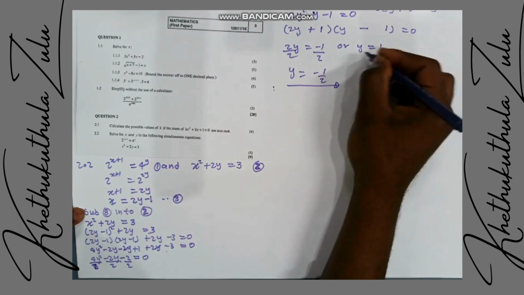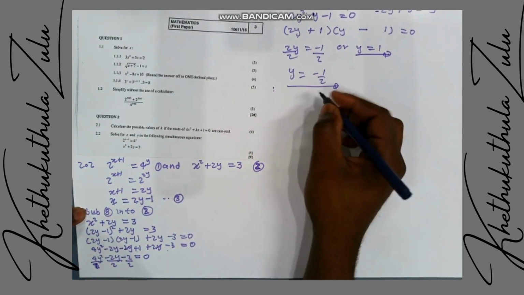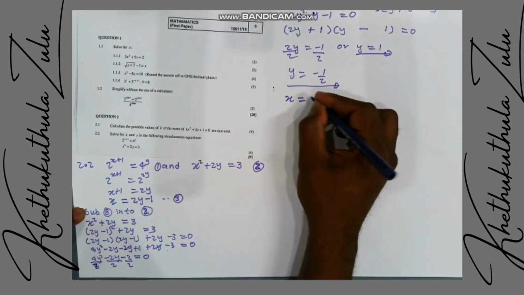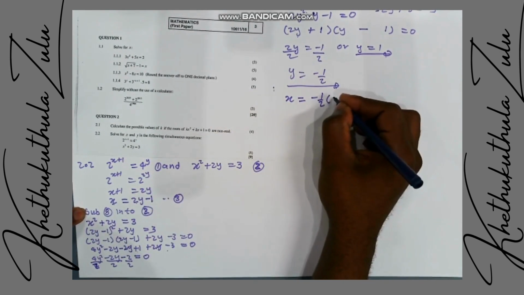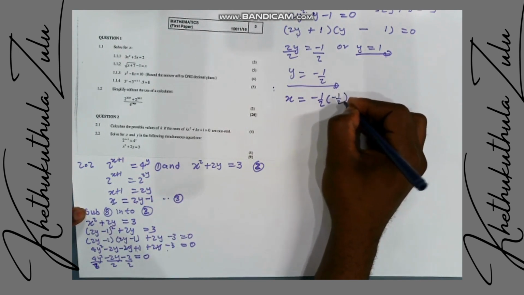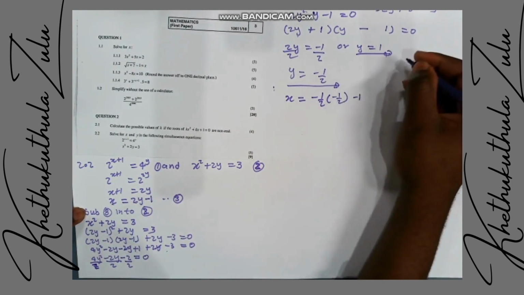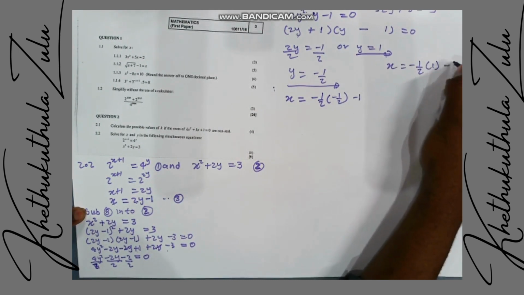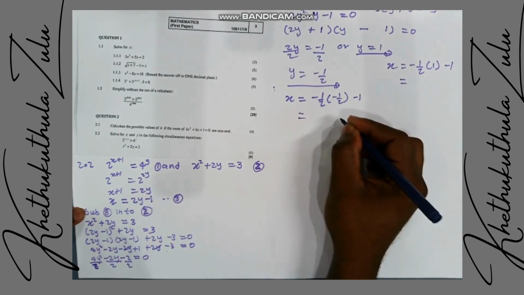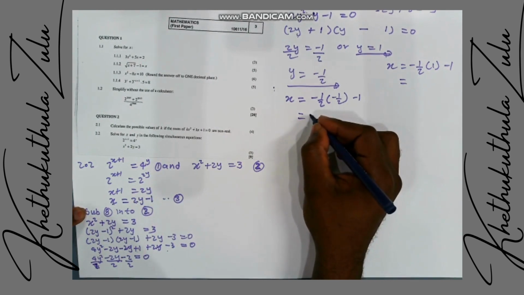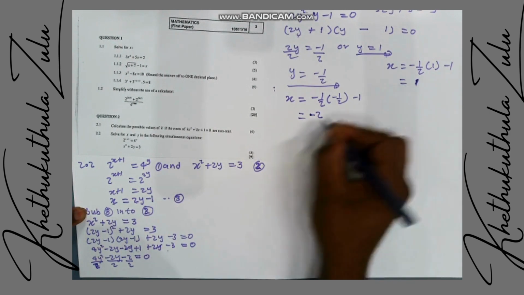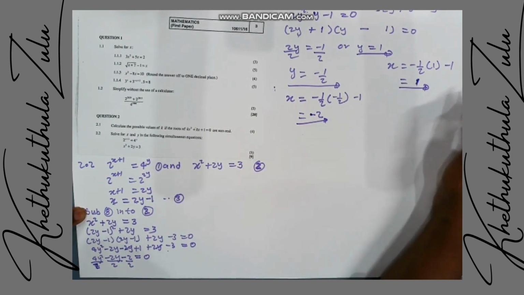So these are the two y values solved. Now we are not done. Substitute these y values into this equation, where we have y which is negative 1 over 2, and then minus 1 on this one, then y equal to 1, and then minus 1. Punch your calculator. On this one you get negative 2, and on this one we get 1, and we are done with your simultaneous equation.